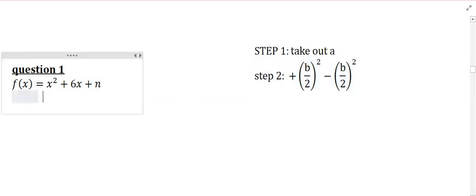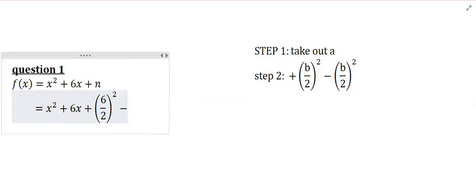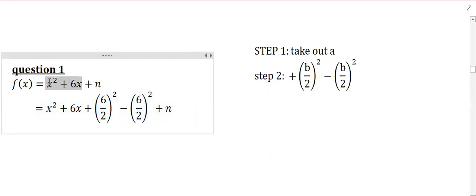So here, x squared plus 6x plus 6 per 2 square minus 6 per 2 square plus n. You see, I insert between x square and x and also n, in between, plus b per 2 square minus b per 2 square. B is 6.